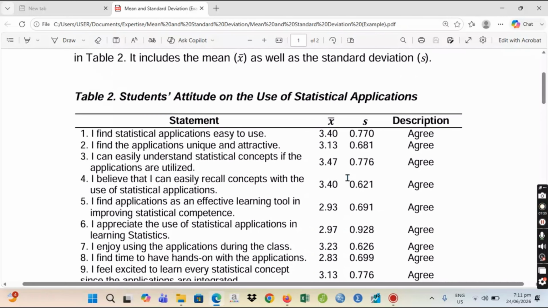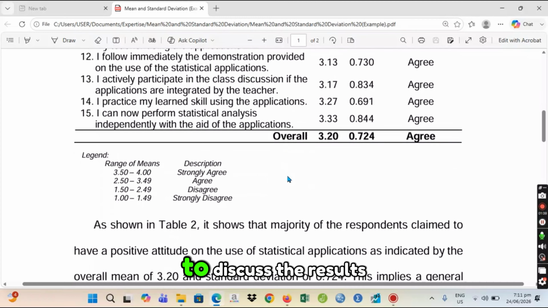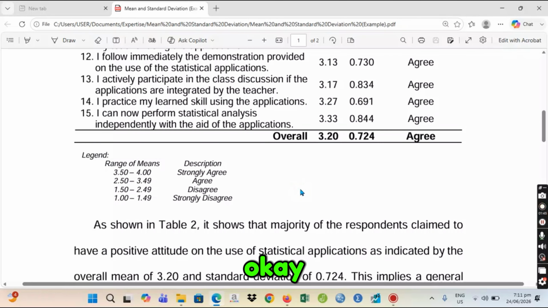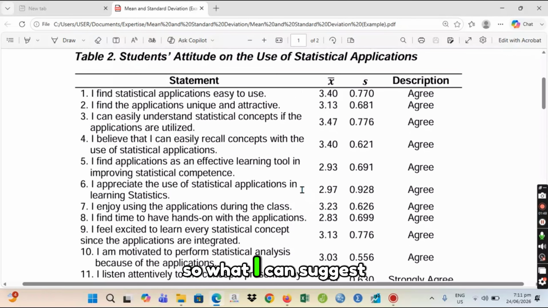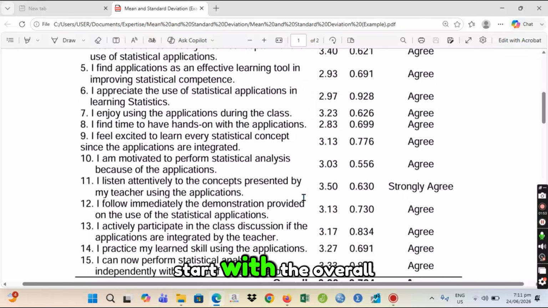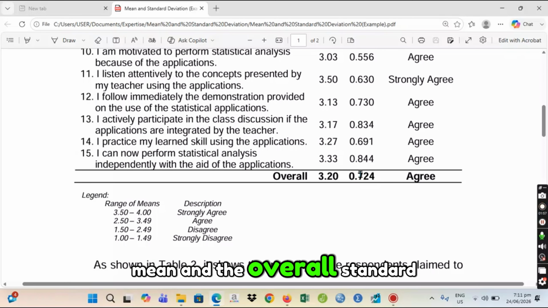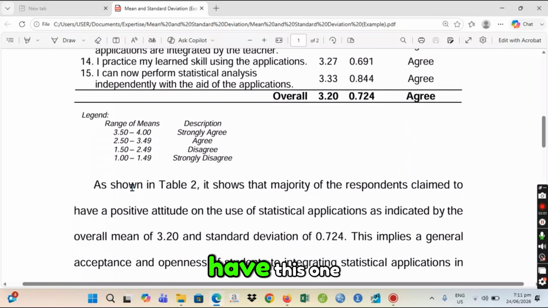And our focus now is how to discuss the results from the statistical analysis. So what I can suggest for you is you can start with the overall mean and the overall standard deviation with the description. So let's have this one.